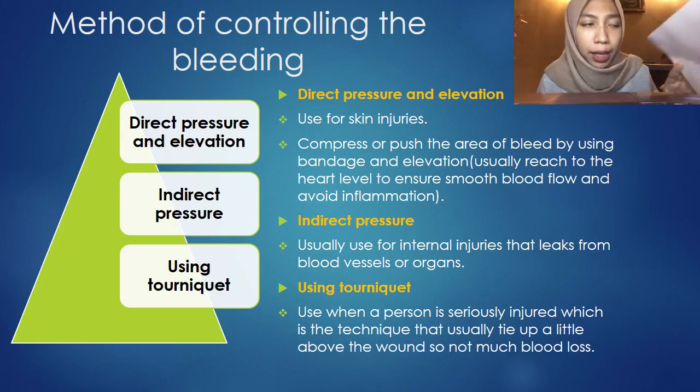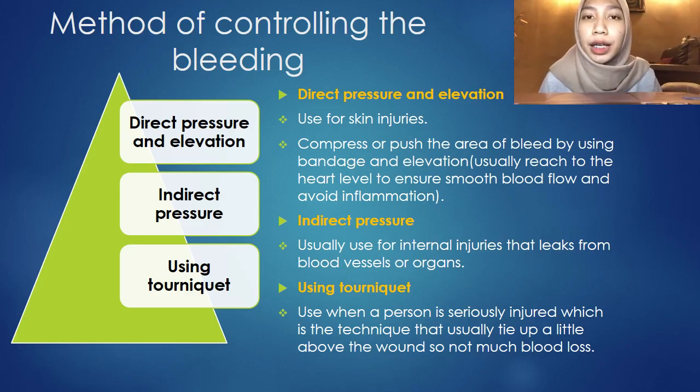Okay, the third method is using a tourniquet. A tourniquet is used for a serious injury. You only use this method if the injury is serious. The step you can do in this method is to tie the tourniquet over the wound so that it can reduce the blood loss.